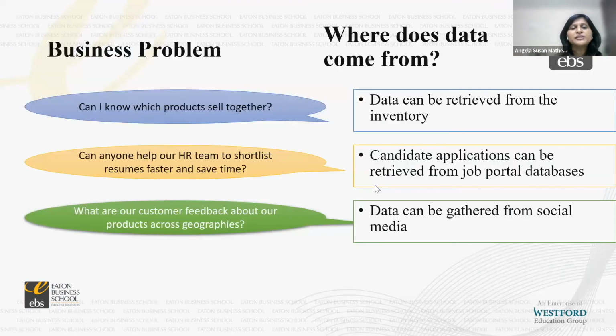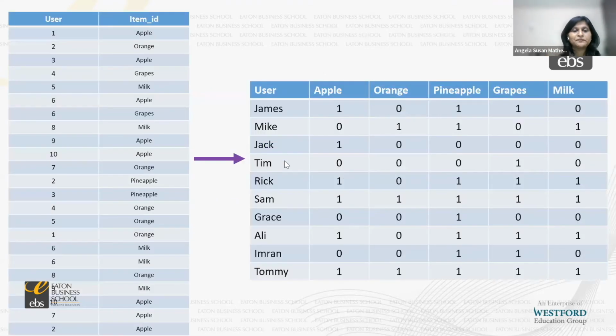So we are trying to answer our first question: which products sell together? It is on the basis of this that e-commerce platforms give you recommendations, or on the basis of this that retail stores decide their layouts. So let's see what happens here.